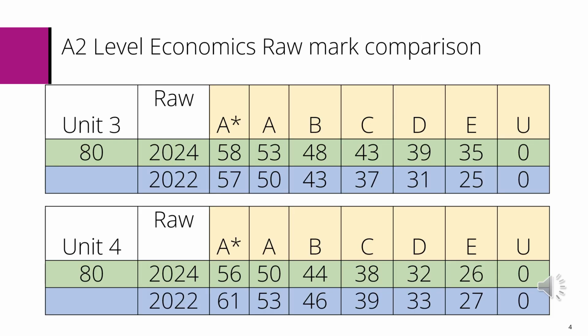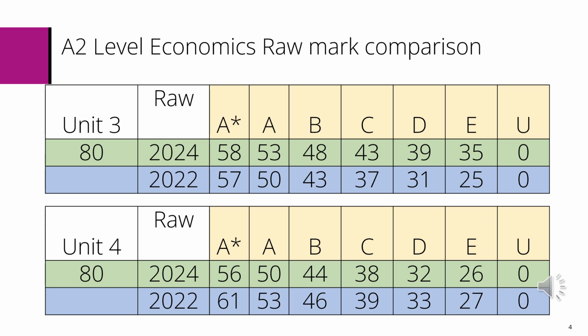You may wish in your centre to actually look at the raw marks and see how students have done in terms of grade boundaries and those marks. So what I've done here is given you an A2 comparison for Unit 3 and Unit 4 between the raw marks required in 2022 to reach various grades and the raw mark required for 2024. Remember, this is just to help you do some analysis of your own students' performance.